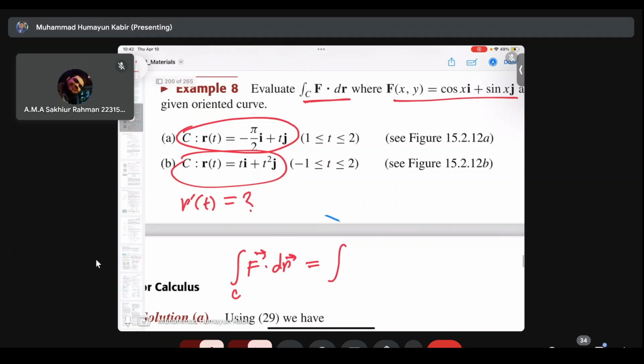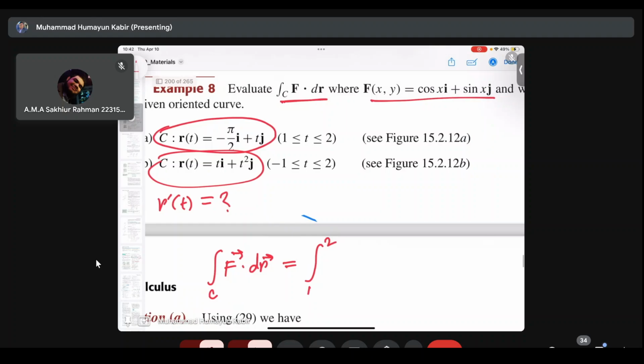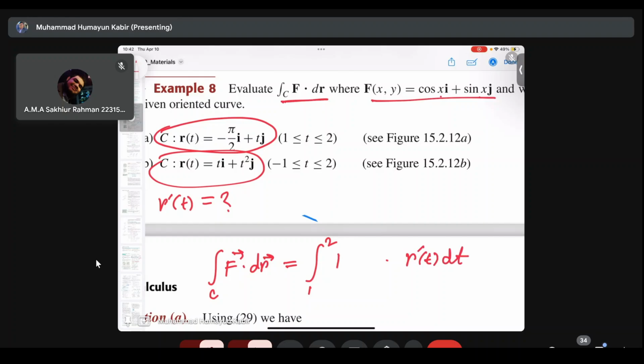Suppose the first one, t is from 1 to t. So here all x and y should be replaced, and what is dr? r prime t dt. And since it is a dot product, it must be a scalar quantity and you can find its value.